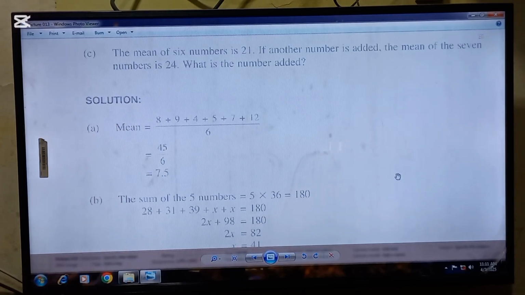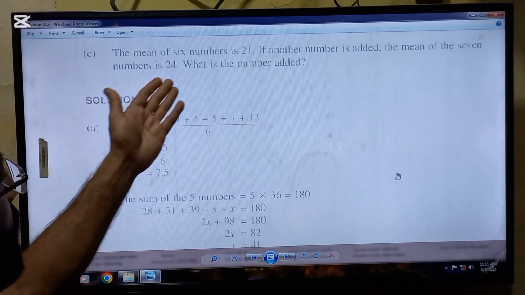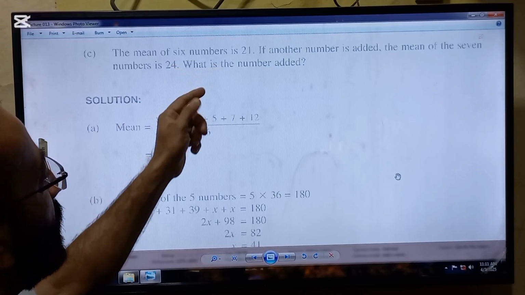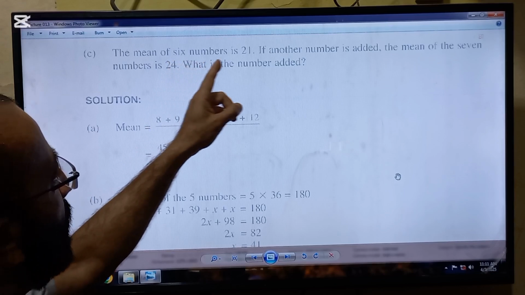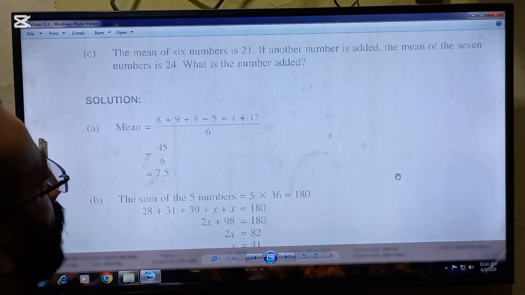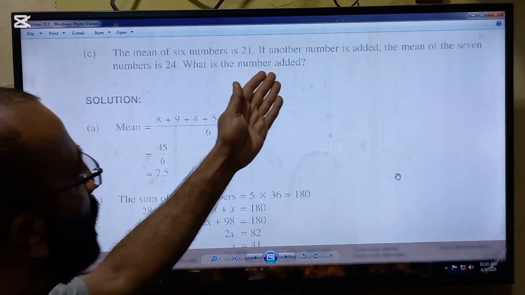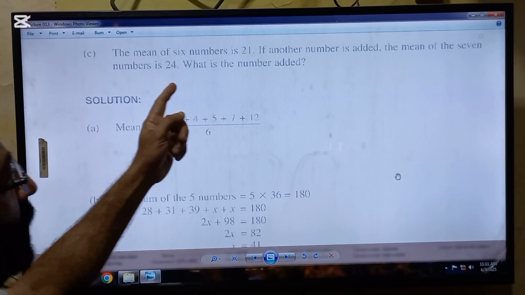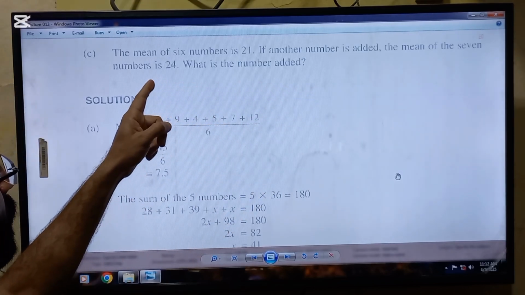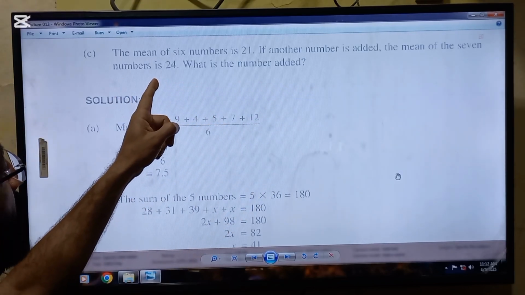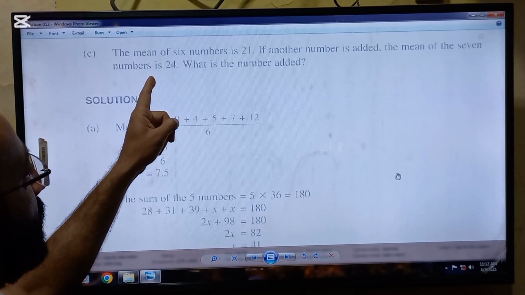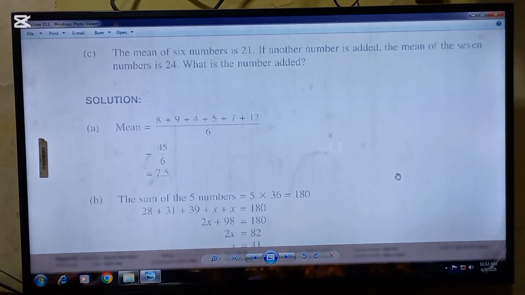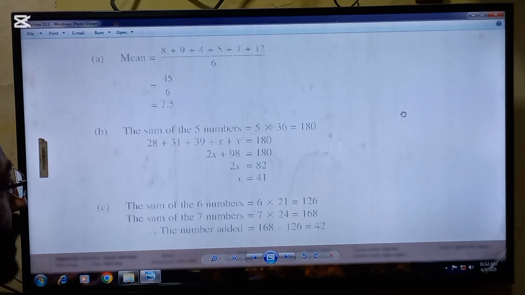In C part, the statement is if the mean of the 6 numbers is 21, so we can find the sum of the 6 values by multiplying 6 by 21. The next statement is if another number is added, the mean of the 7 numbers is 24. Now the mean of the 7 numbers is 24, so we can find the sum of the 7 values by multiplying 7 by 24. What is the number added?